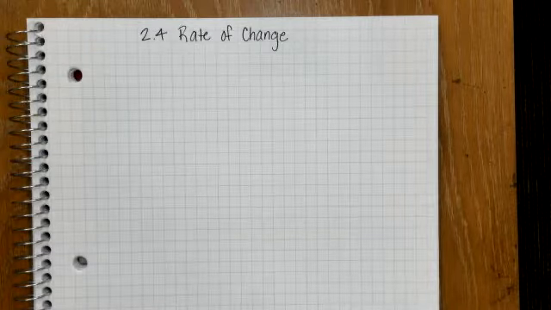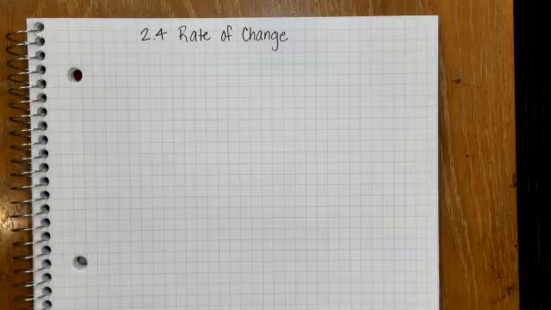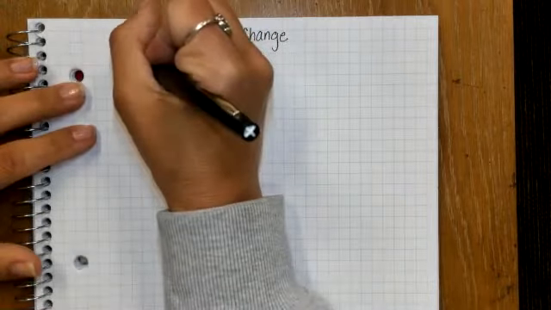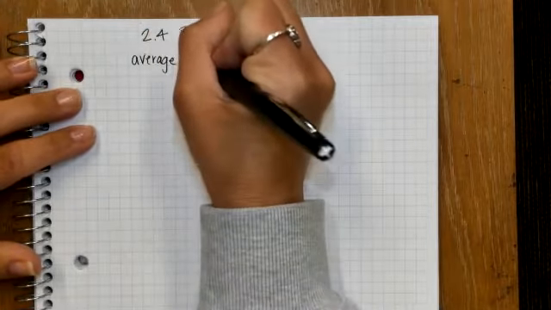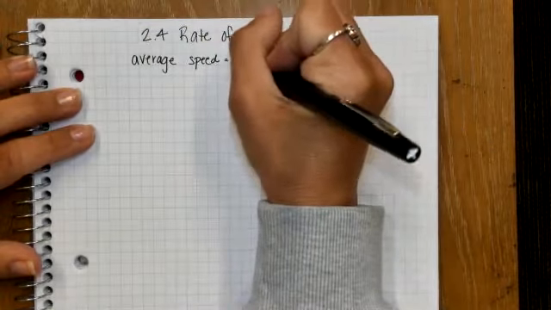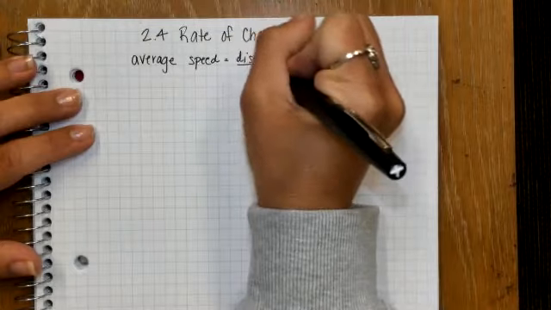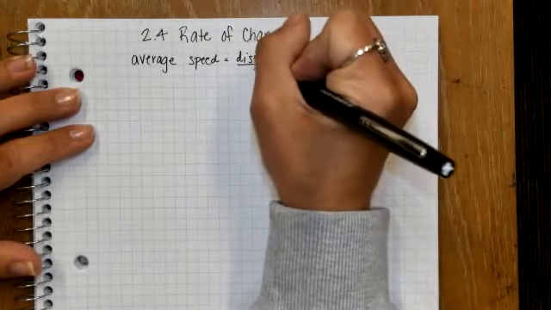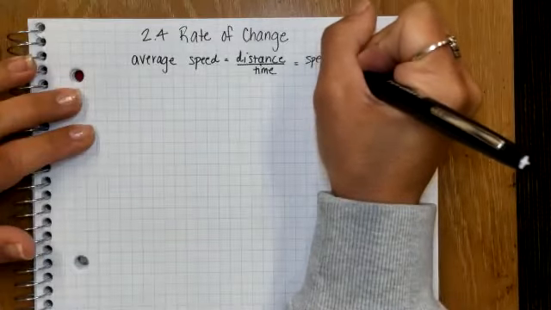Okay, Spartan fans, we're going to look at rate of change. As a refresher, remember that average speed and instantaneous speed are not the same. If you're going to find your average speed, you're going to have your distance divided by the time. And that's going to be how fast you were going, on average.